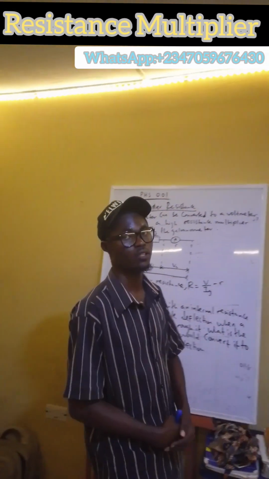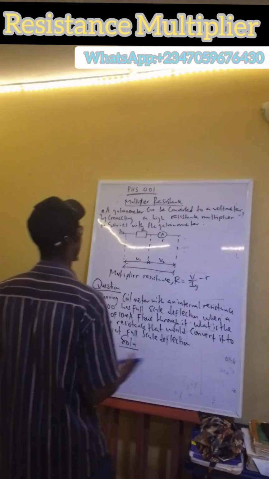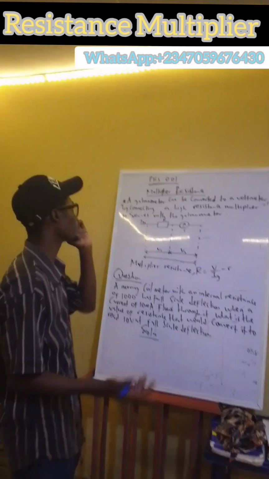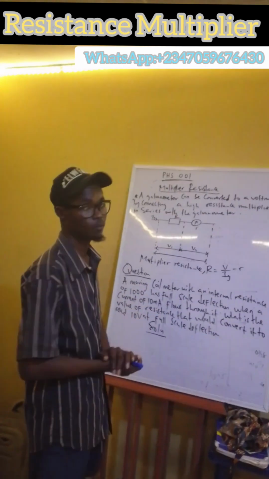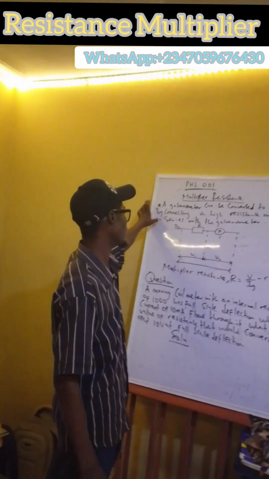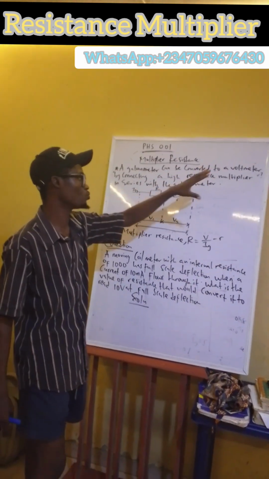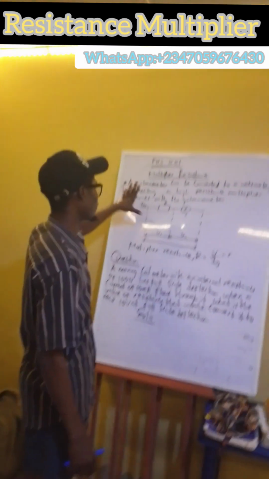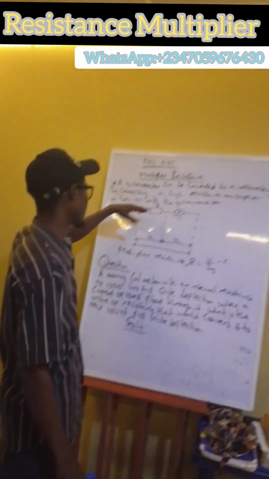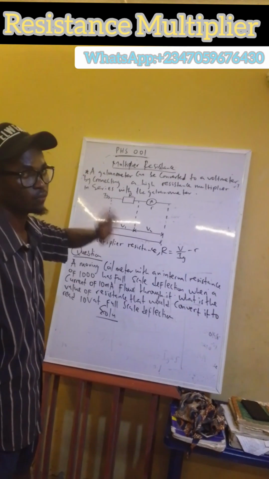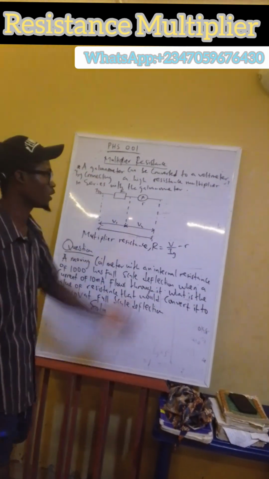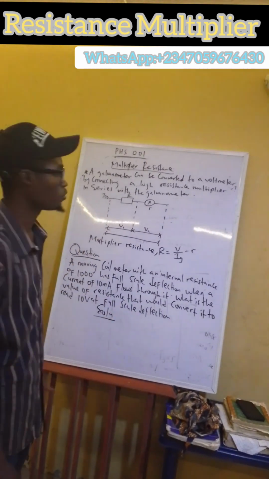Alright, we are going to be talking about multiplier resistance. We talked about shunts, so now we're talking about multiplier. Just note this down: a galvanometer can be converted to a voltmeter by connecting a high resistance multiplier in series with the galvanometer. So take note of how a galvanometer can be converted to a voltmeter.